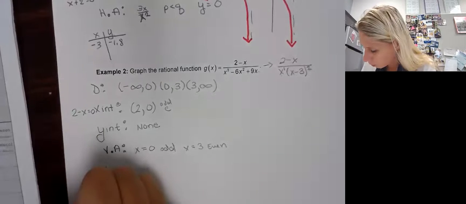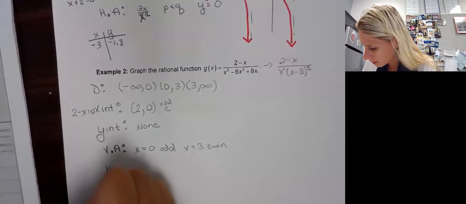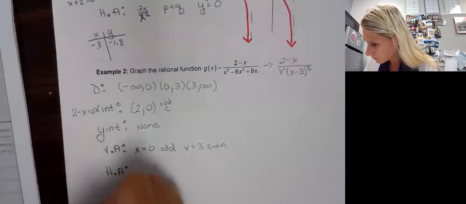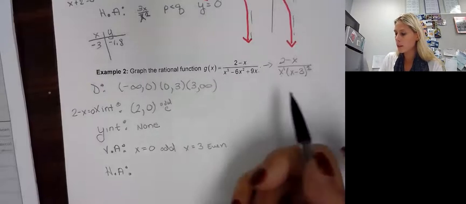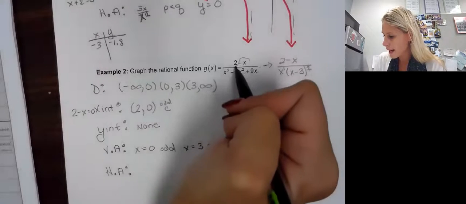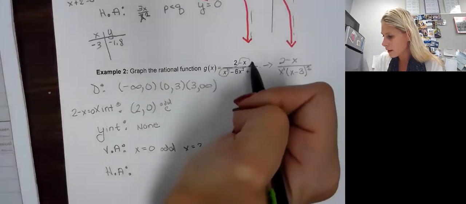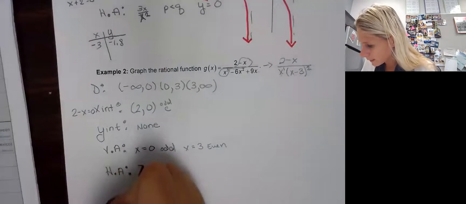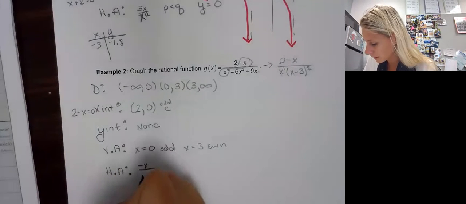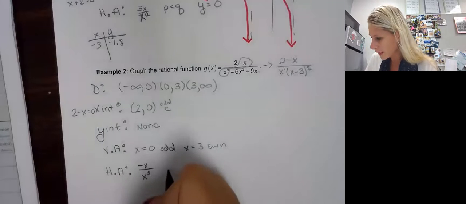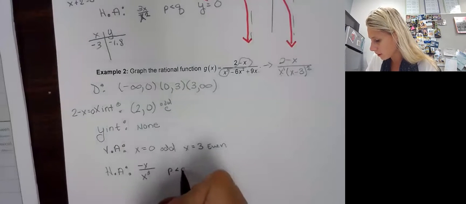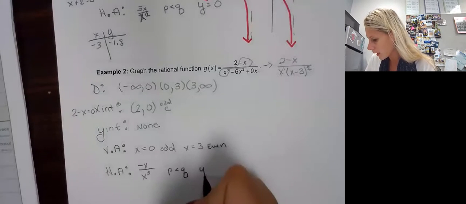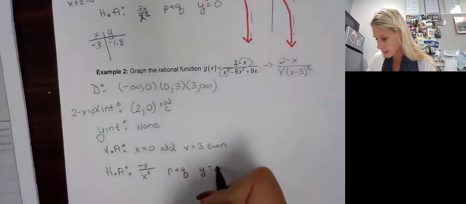Let's look at our horizontal asymptote. Okay, I'm going to go back to the original for this. So I have my two leading terms. So I have negative x over x cubed. Well, again, p is less than q. So y equals 0.